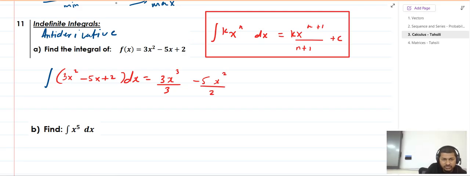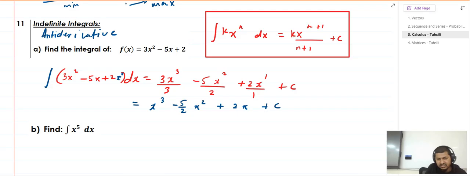And what about the next one? It's x to the power 0 next to that, so I'm going to leave it as plus 2 x to the power 1 divided by 1, and add a constant, because the derivative of a constant is 0. You have to add constants at the end. Now 3 and 3 cancel out, so I've got x cubed minus 5 over 2 x squared plus 2x plus c. That's my final answer.